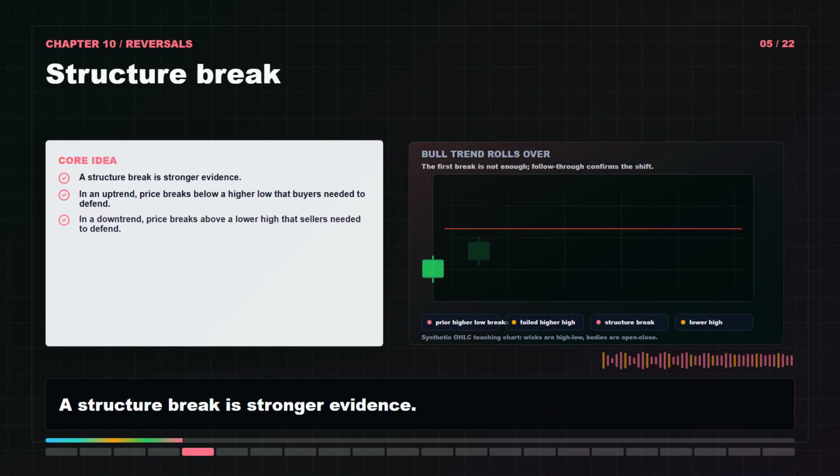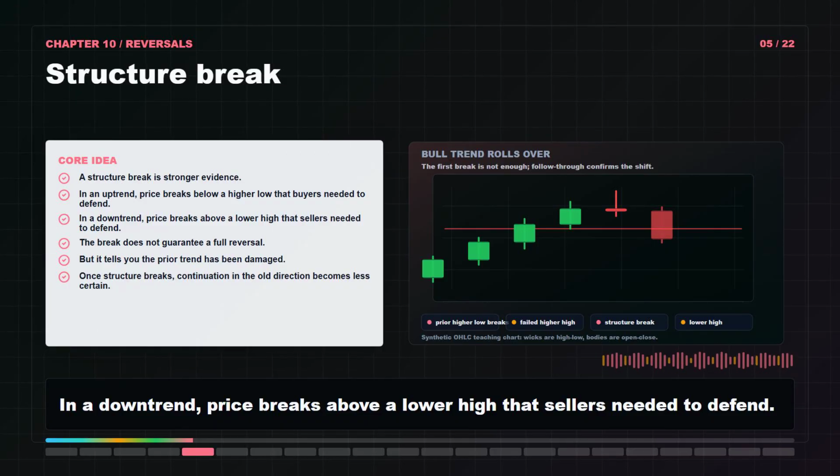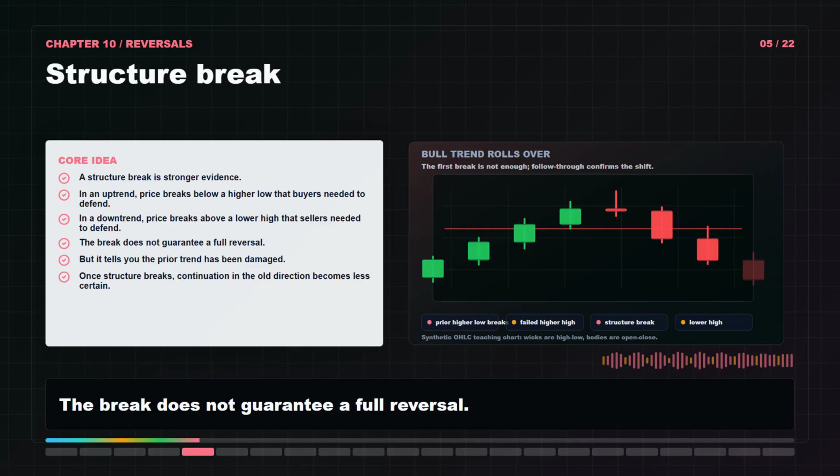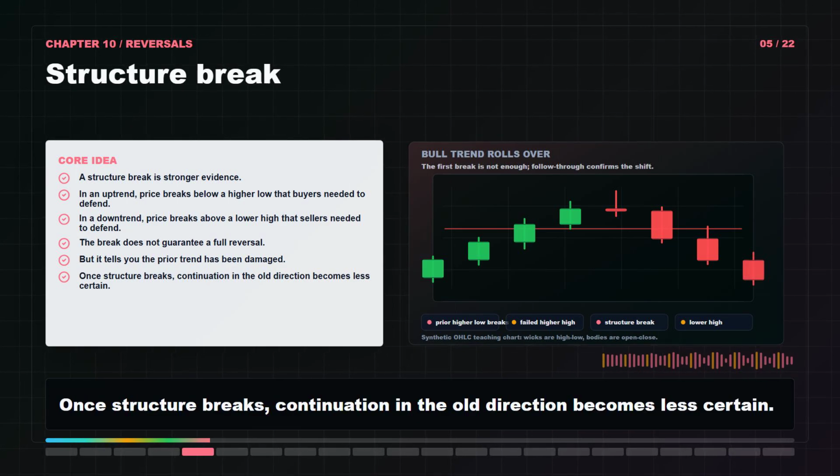A structure break is stronger evidence. In an uptrend, price breaks below a higher low that buyers needed to defend. In a downtrend, price breaks above a lower high that sellers needed to defend. The break does not guarantee a full reversal, but it tells you the prior trend has been damaged. Once structure breaks, continuation in the old direction becomes less certain.